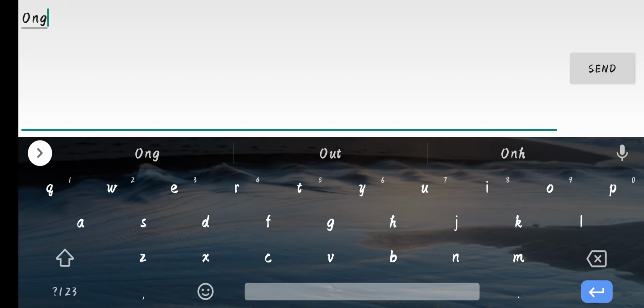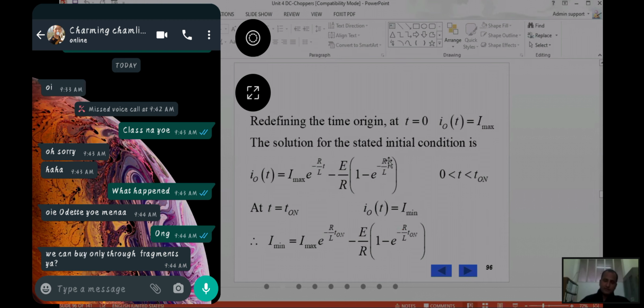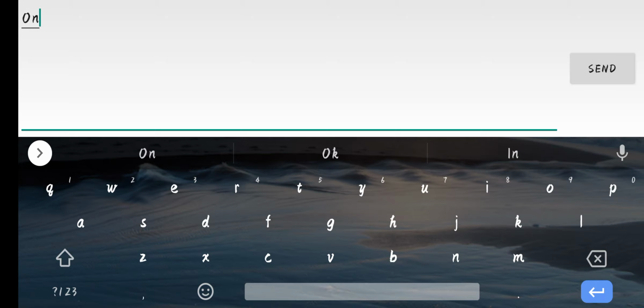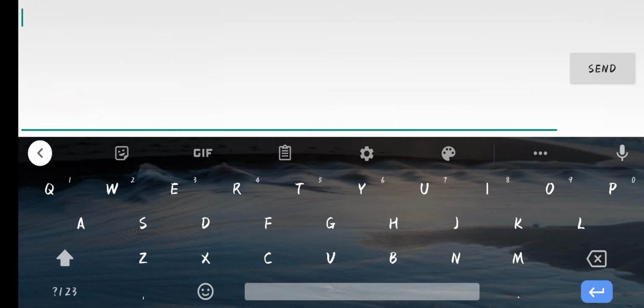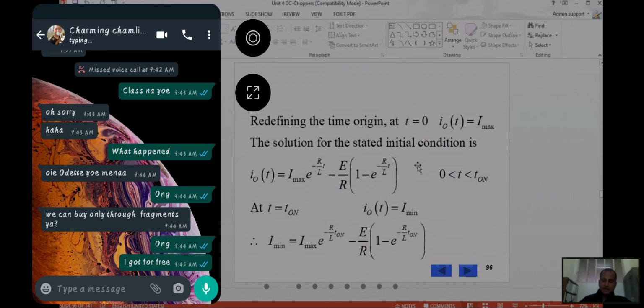So I naught will be I max. The solution for the stated initial conditions will be I naught equal to I max. The same equations are used. So in this case, the minimum current will be equal to I max. The same equation has been modified when at t equals to t on, I naught of t will be equal to the minimum current.